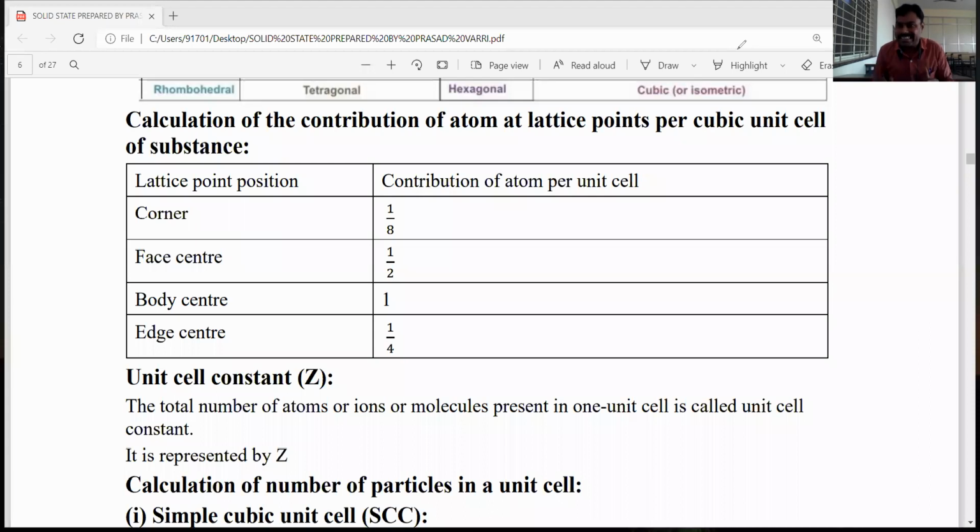Among those 7 crystal systems, the cubic crystal system is the most symmetric because all edge lengths are equal, and the axial angles alpha equals beta equals gamma equals 90 degrees. That's why the cubic crystal system is the most symmetric, and it has 3 types of unit cells: simple, face center, and body center. Okay, dear students.